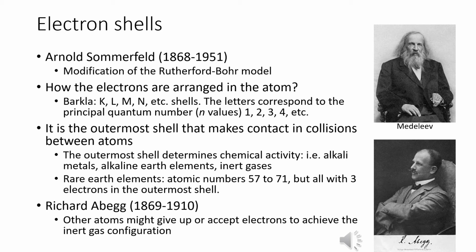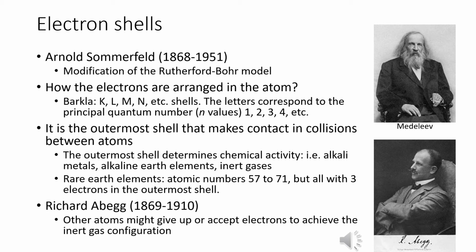And this is important because, as you should remember from the previous slide, the chemical activity of a compound depends on the outermost shell, because this is the shell that makes collisions between atoms and is responsible for the interaction. We know from the periodic table that alkali metals have 1 electron in the outermost shell, while alkaline earth elements have 2, and inert gases have 8, and so on. So each group in the periodic table that shares chemical reactivity can be identified by the number of electrons in the outermost shell.